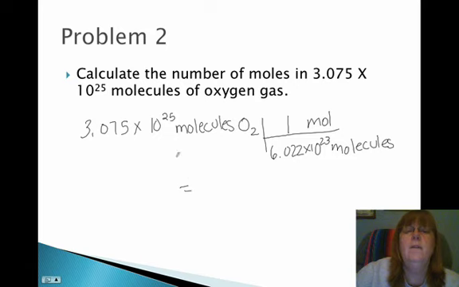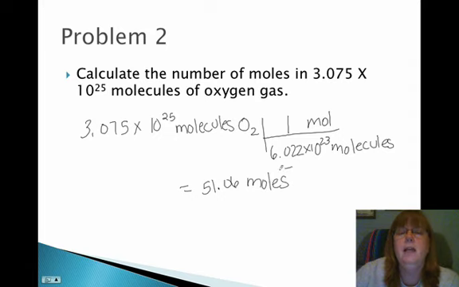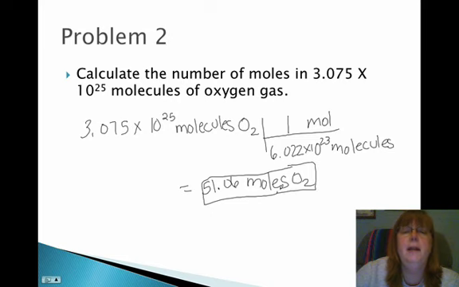All right, here what we're doing is we're dividing by Avogadro's number. So it's going to be 3.075 times 10 to the 25th divided by 6.022 times 10 to the 23rd molecules. I suggest doing it on your calculator, making sure you're using it the right way. And when I calculated this, I came up with 51.06 moles. So notice what happened here. That's moles of oxygen. We started with molecules. We wanted to go to moles, so this time we divided by Avogadro's number.